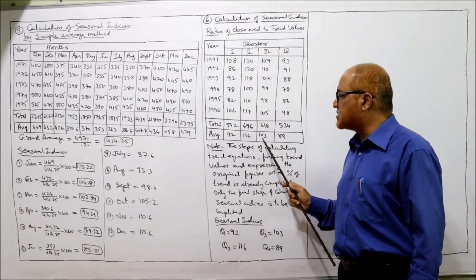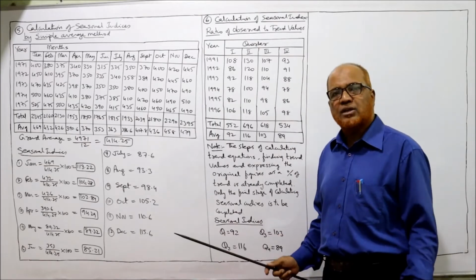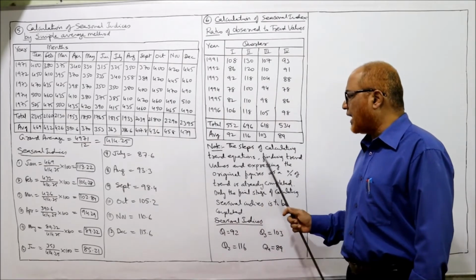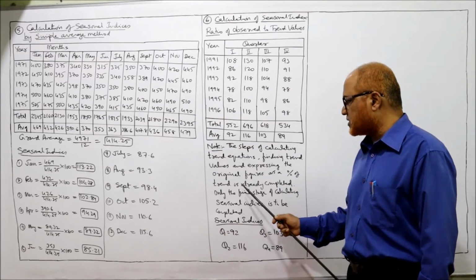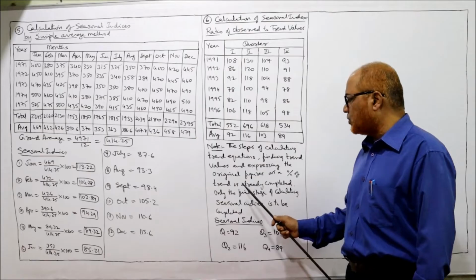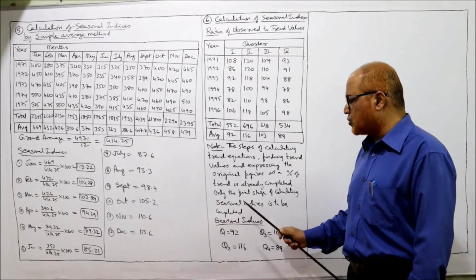618 divided by 6 is 103. 534 divided by 6 is 89. That's all. So the steps of calculating trend equations, finding trend values and expressing the original factor as a percentage of trend are already completed. Only the final stage of calculating seasonal indices is to be completed.